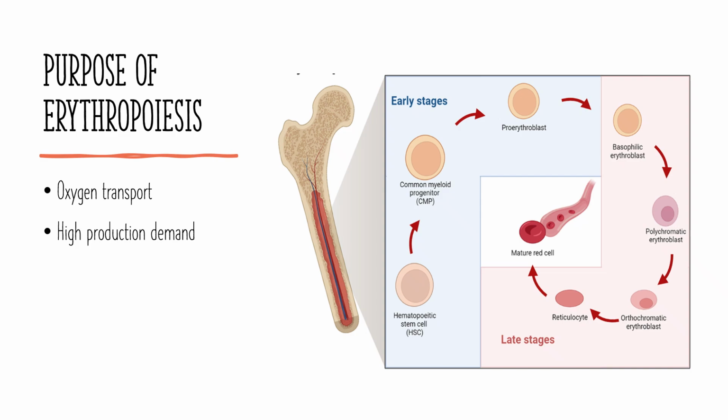Now let's zoom in on erythropoiesis, red blood cell production, because this is one of the most elegant examples of controlled cellular maturation in the body. The entire purpose of erythropoiesis is simple: oxygen delivery. But achieving that simple goal requires enormous production capacity. Your body produces roughly 2 million red blood cells per second. Yes, per second, which means bone marrow must operate like a perfectly regulated manufacturing system.